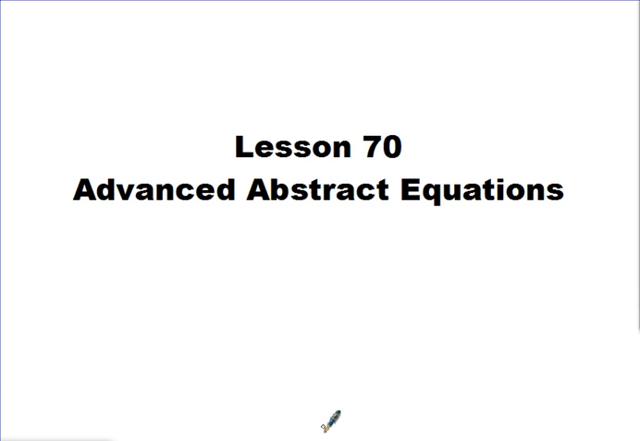Lesson 70, Advanced Abstract Equations. We have done problems like this before. We're adding one additional step into these problems. These are multivariable equations where we're picking out a specific variable and solving for it and setting everything equal to that variable. The only difference in these problems and the ones that we have done before is the first step is going to be using the distributive property.